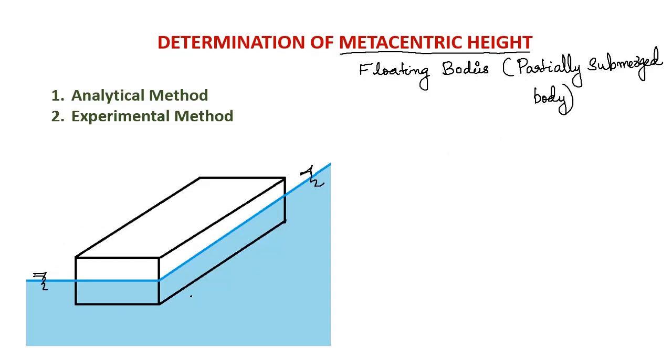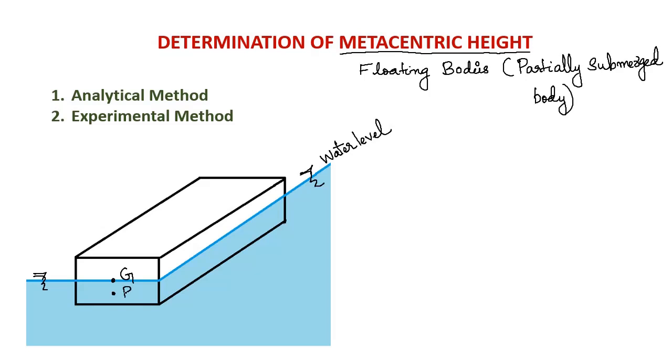Some part of the body is within the fluid and some part of the body is above the fluid. This blue line represents the water level. In this floating body, let G represent the center of gravity.